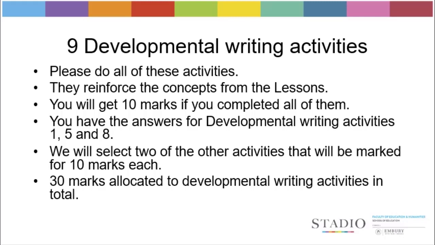So 2 of your developmental activities will be marked for 10 marks each. So they will basically count as formal writing activities in the end. Okay, so in the end your developmental activities will count 30 marks. And you can see that on the mark sheet in your ITP assessment booklet. So just a reminder, 10 marks allocated for completion of all the activities. If you completed all 9 developmental activities, you will get 10 marks there. And then 2 of the developmental activities will be selected, and we will mark each one of the 2, and they will carry a weighting of 10 marks each, which gives you the 30 marks then allocated for the developmental writing activities in total.